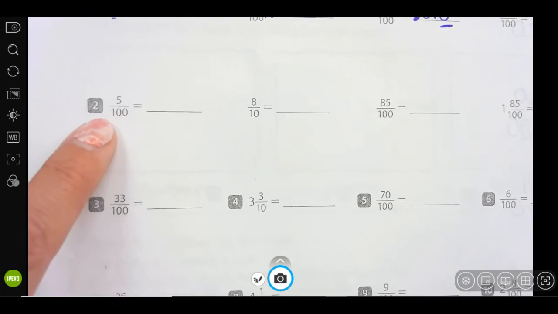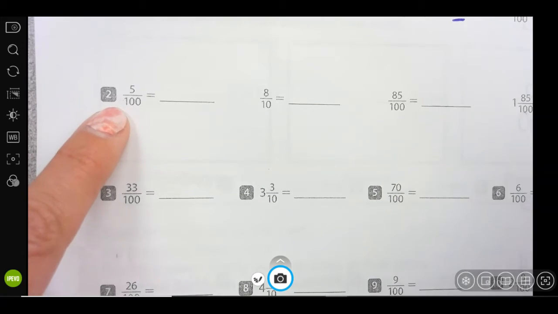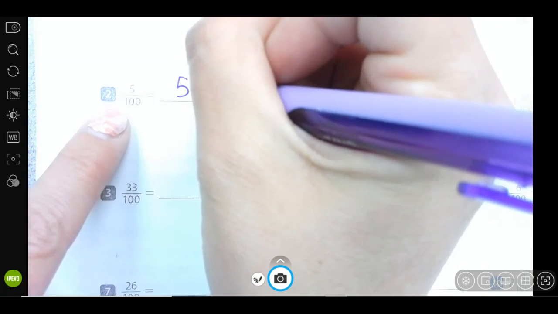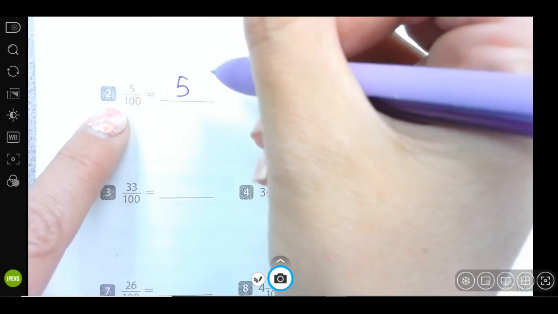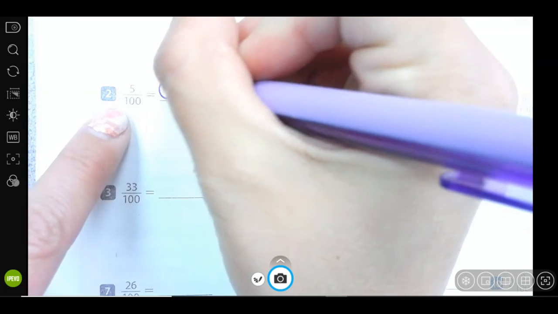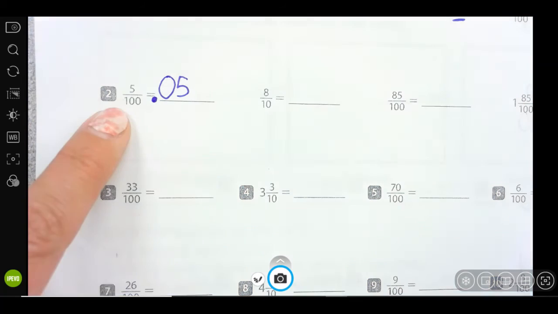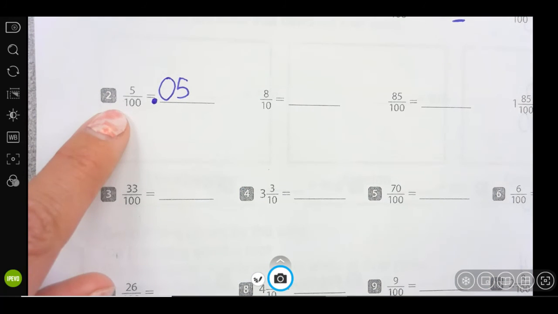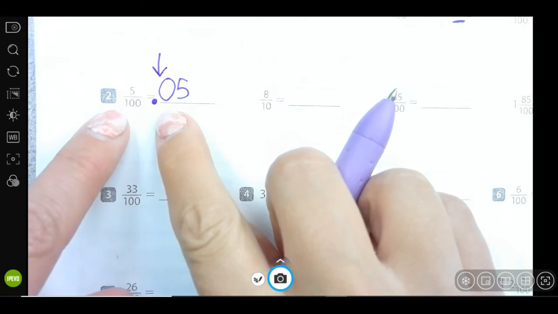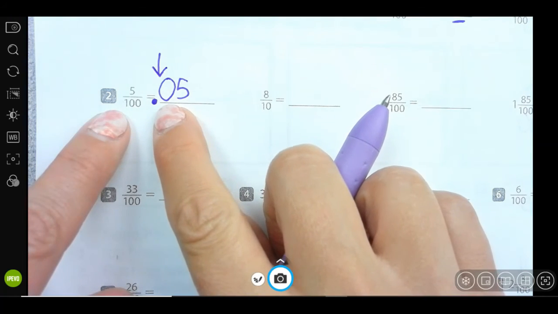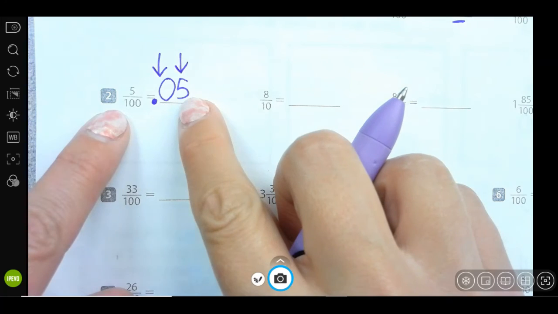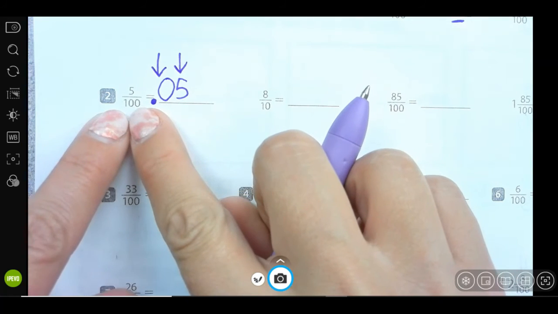Look at number 2. We have 5. And we know the 5 needs to be in the hundredths place value. So we need to add a 0 here to make it in the hundredths place value. What place value is the 0 in? The tenths. So the 5 is now in the hundredths. Does that match our fraction?